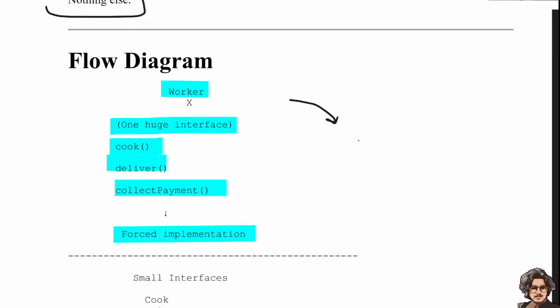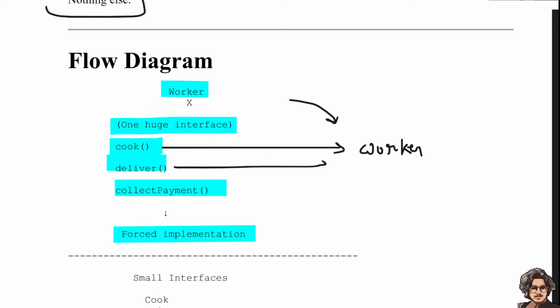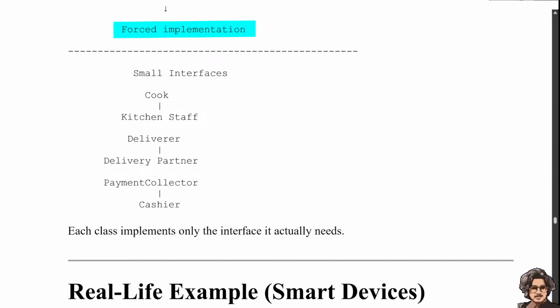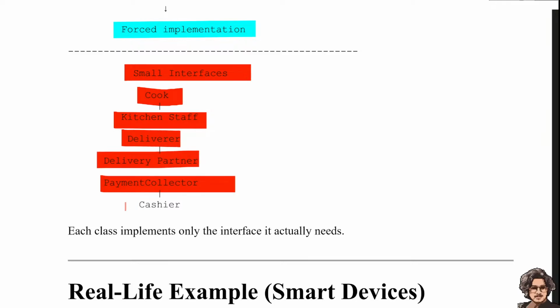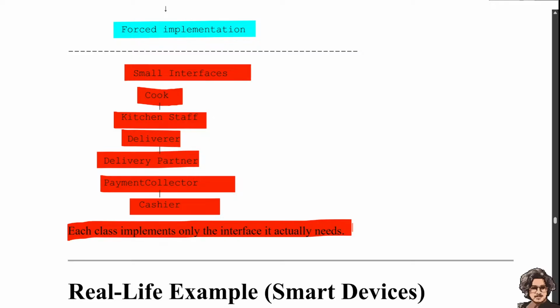If I implement this worker, as a package I get the delivery methods, the cook method, and the payment collection method. If we distribute them into smaller interfaces, we create kitchen staff for cook, a delivery partner for delivery, and a cashier for payment collector. So each class implements only the interface that is actually needed.